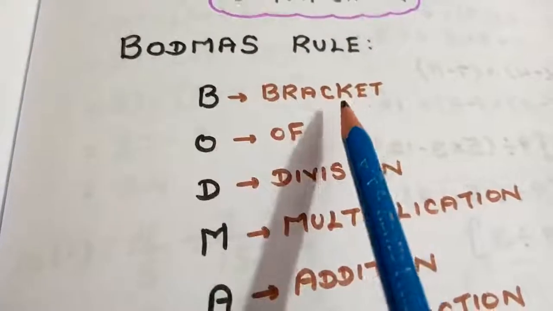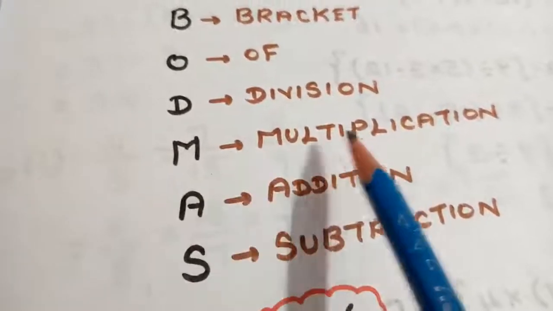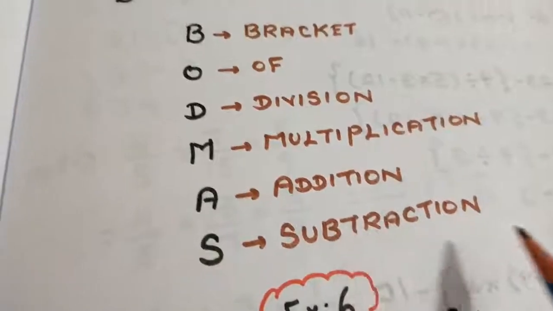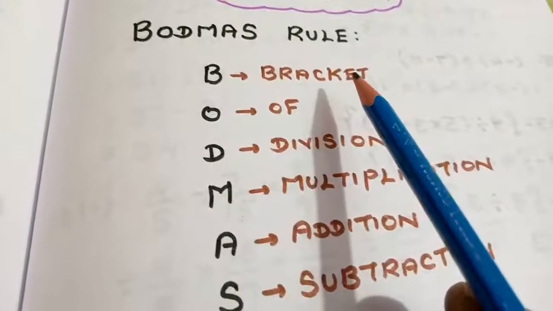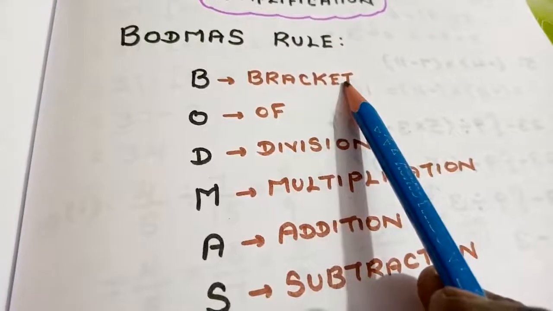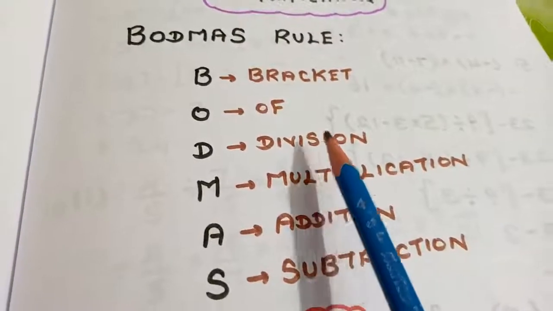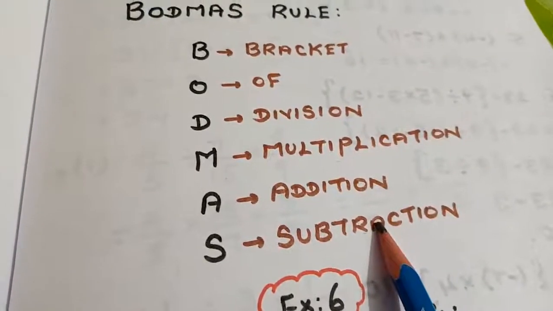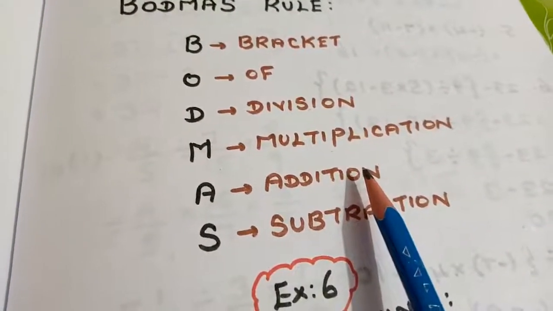B stands for bracket, O stands for of, D division, M multiplication, A addition and S subtraction. So you are going to follow this order. First, if you have a bracket in your question, you give importance to the bracket values first. Second, of; third, division; fourth, multiplication; fifth, addition; and sixth, subtraction. So this is the order we follow while doing simplification.